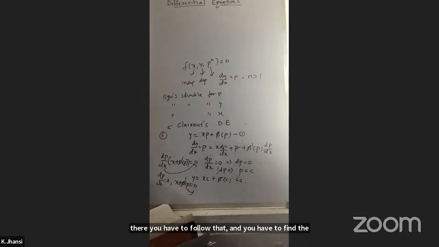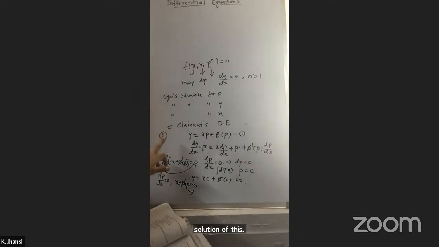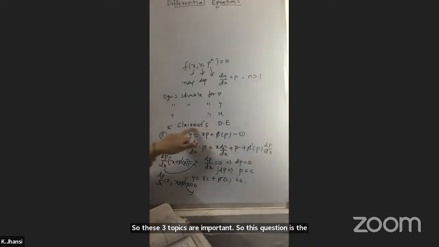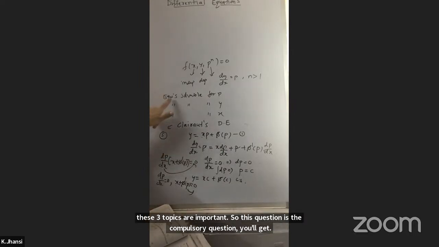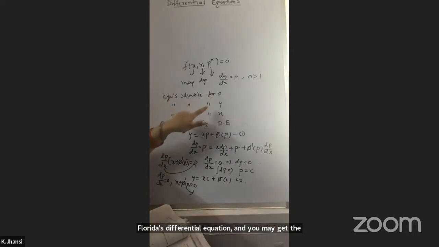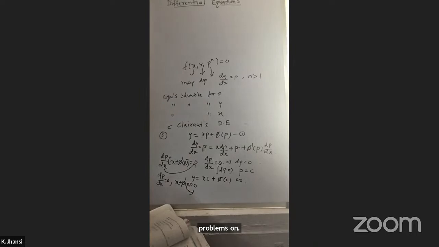So these three topics are important. This question is the compulsory question. You will get Lorentz differential equation, and you may get problems on solvable for p and also y and x for 5 marks questions. In this, the main thing is about the orthogonal trajectories.